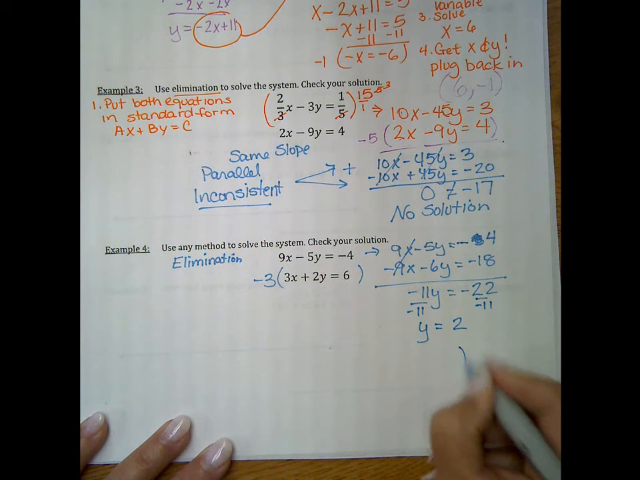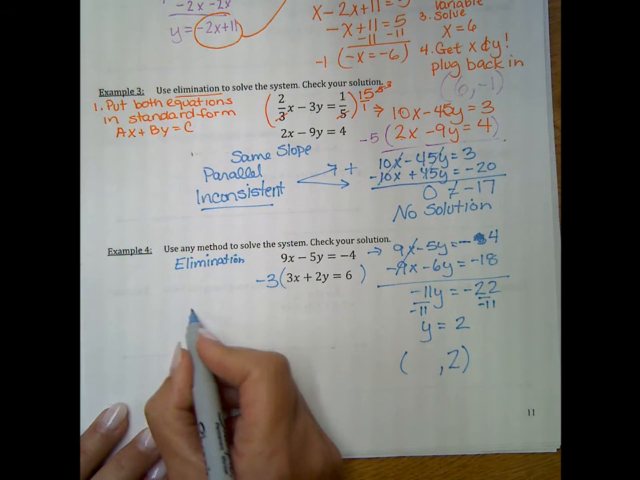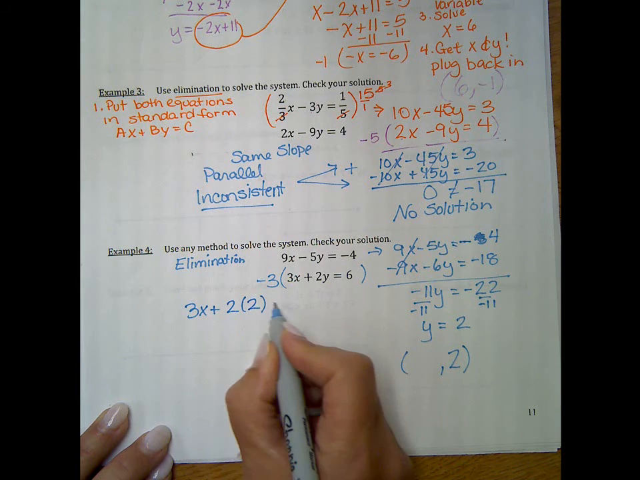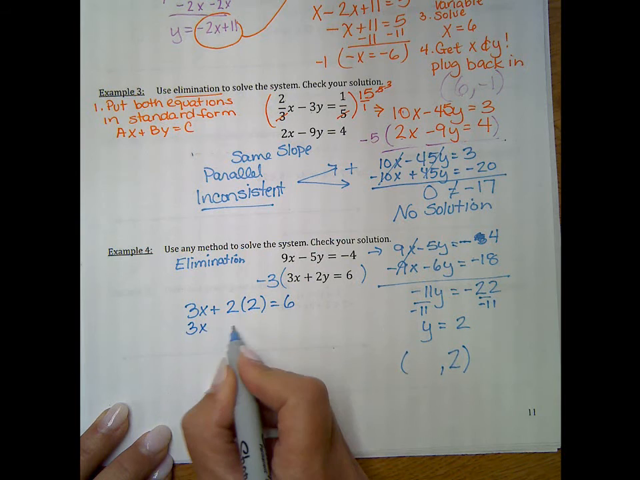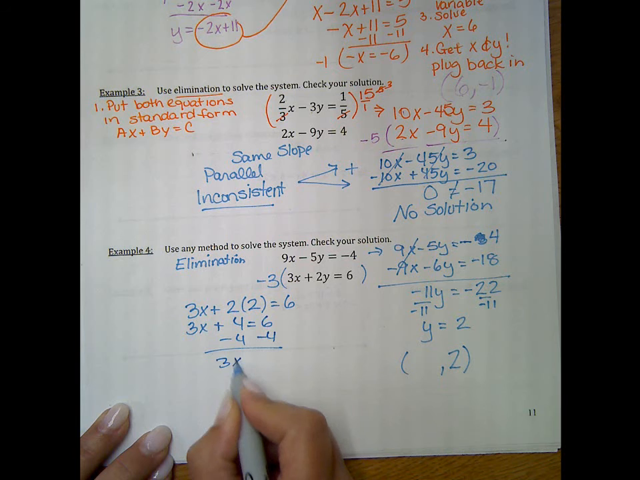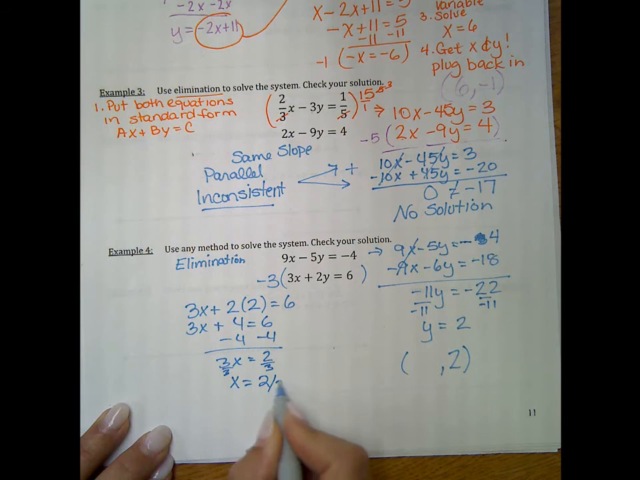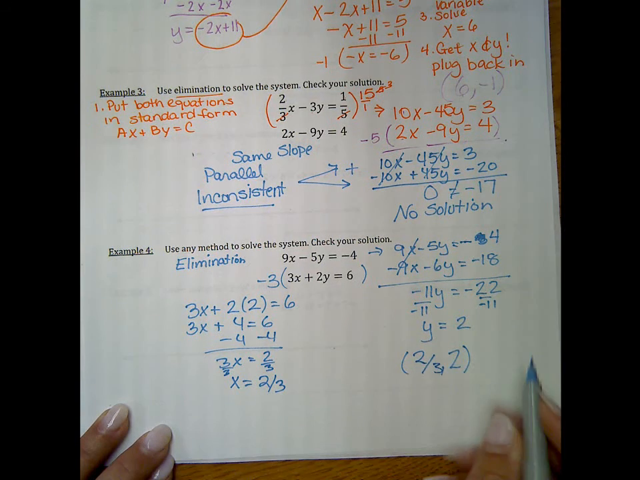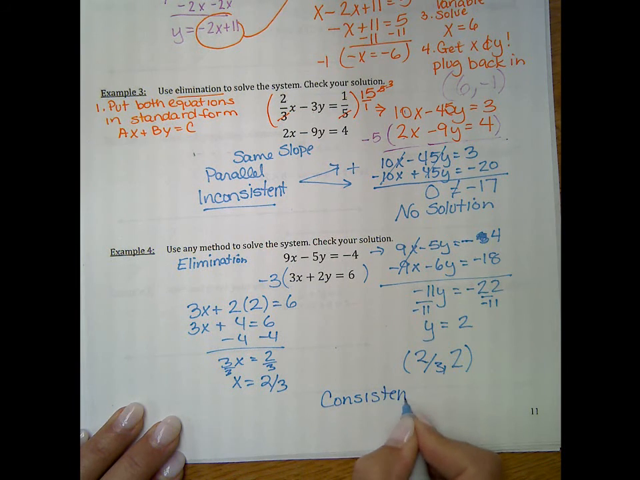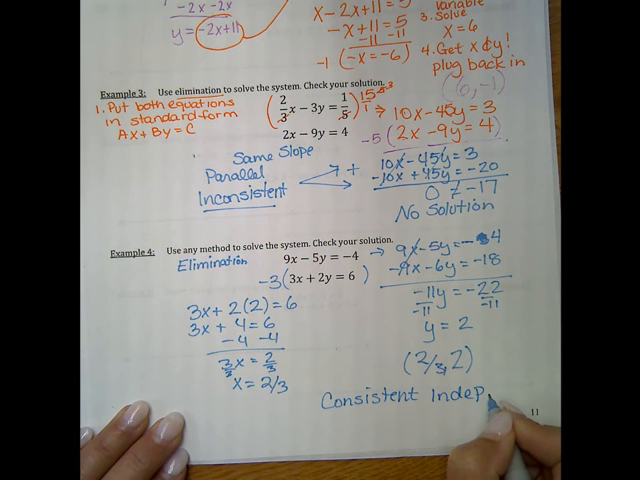Remember, I want an ordered pair, so I need an x. So I can plug that y into any of these equations. So if I plug it into this 3x plus 2y, y was 2, so plug it in. 3x plus 4 equals 6. Subtract 4. 3x equals 2, so x is 2/3. So our answer is (2/3, 2). So this would be consistent because it has a solution, and independent because they're two independent lines.